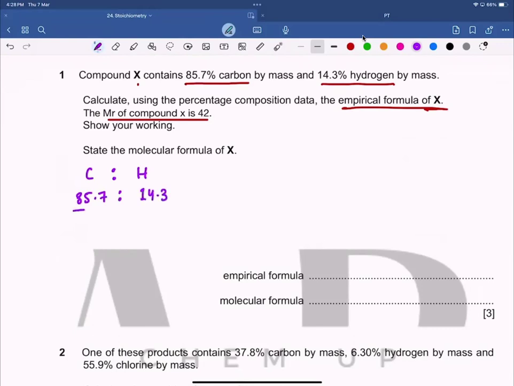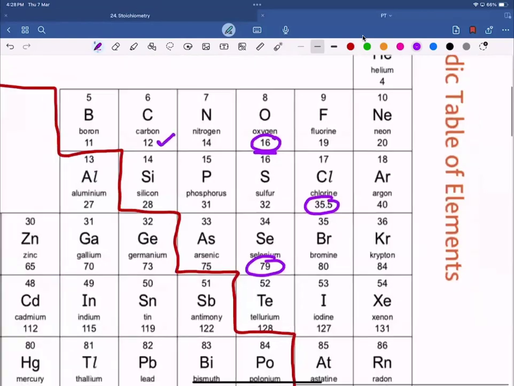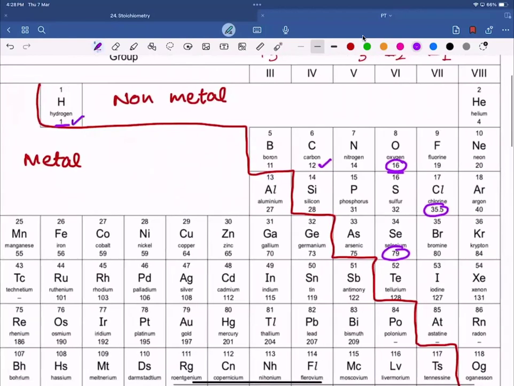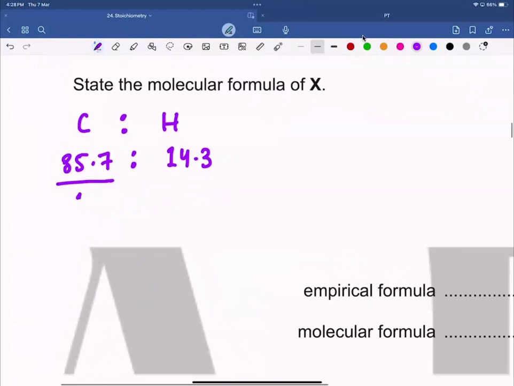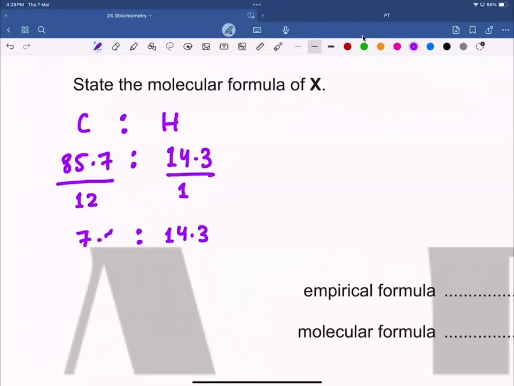So the AR of carbon is 12 and the AR of hydrogen is 1. So I will divide 85.7 by 12 and 14.3 by 1. So here I will get 14.3. Can anyone divide and tell me the answer, please? 7.14. 7.1. So the smallest figure is 7.1 here.